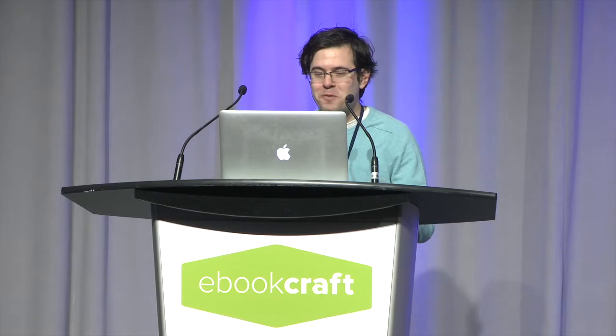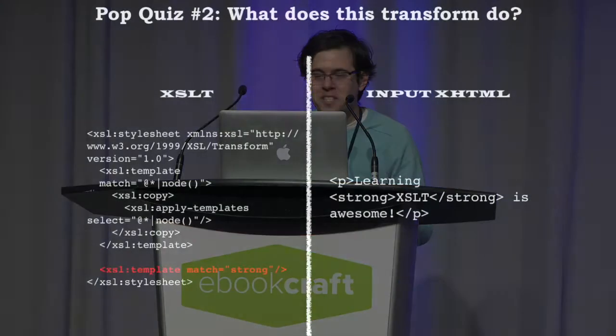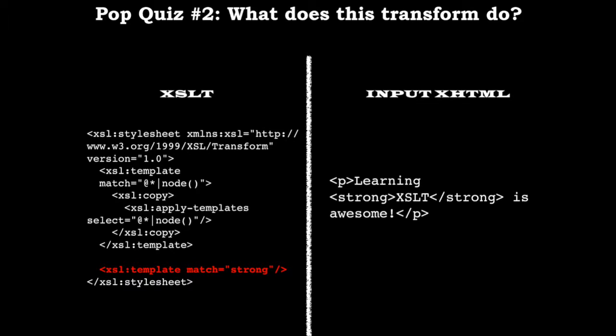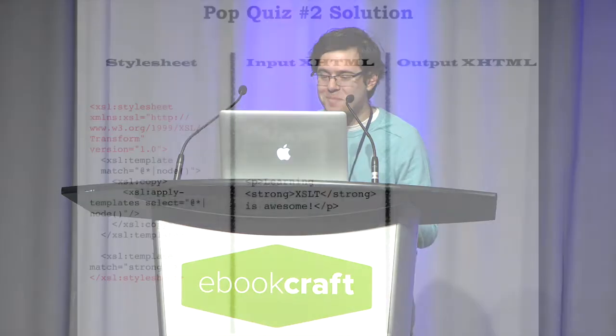All right, ready for quiz number 2? So what does this transform do? So you see that on the left we have new XSLT. At the top of that XSLT is the same identity template from before, but the section highlighted in red is the new part, where it says XSL template match strong. And here's our input XHTML. So we've got a paragraph that says learning XSLT is awesome, and we have the word XSLT in a strong element. So let's check it out and find out what happens.